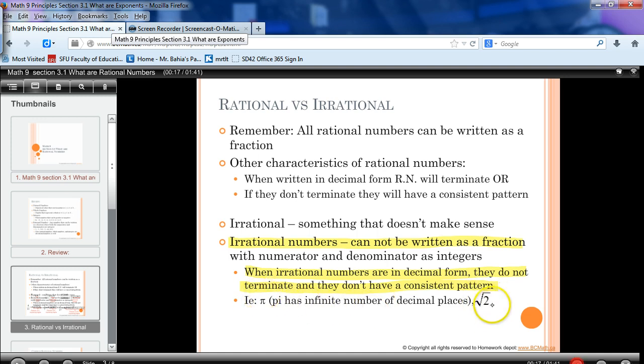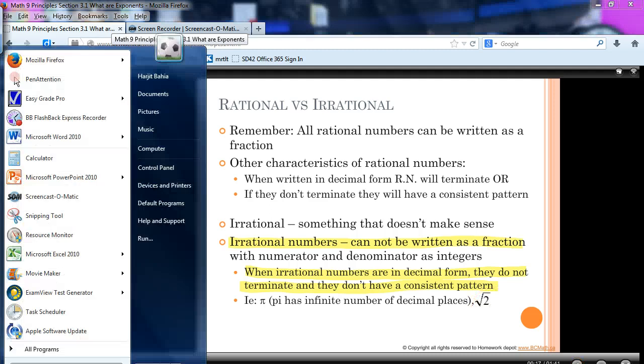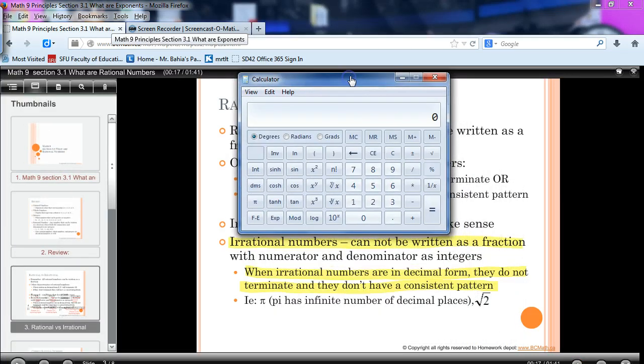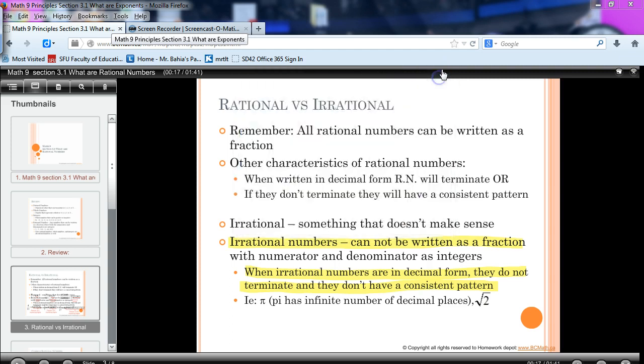The square root of 2, trust me, do it on your calculator, I'll do it here. A lot of square root numbers are irrational. Take the 2 and you square root it. This number goes on forever, and there's no pattern whatsoever. It looks like there kind of was one at the start, 4, 1, 4, but then it just gets all gobbledygooky. There's no pattern. Square root of 3 doesn't have a pattern either, and you can take your calculator and start fooling around and see what you get.